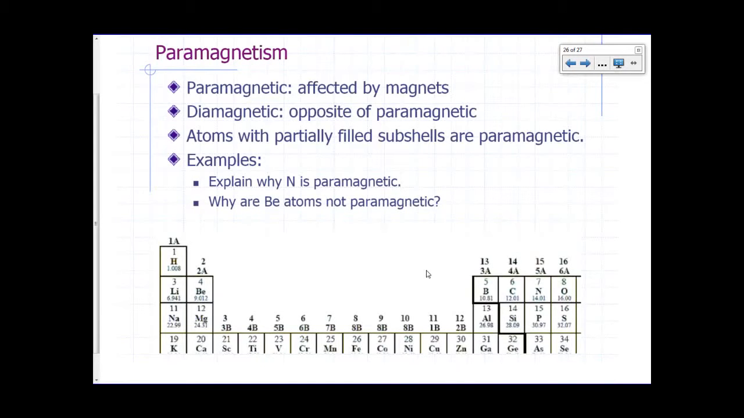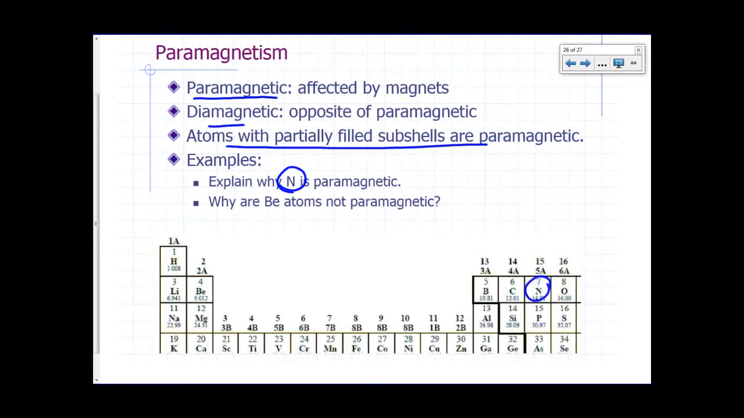Atoms that are affected by magnets are called paramagnetic, and those that are not are called diamagnetic. And the explanation for paramagnetism has to do with unpaired electrons. So anytime you have unpaired electrons, so that means atoms with partially filled subshells, you will have an atom that's paramagnetic. So to explain why nitrogen is paramagnetic.